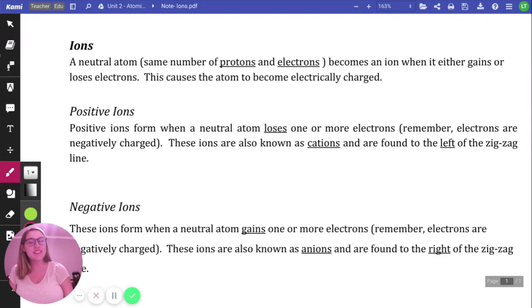It's Miss Trees, and this short video is going to be about ions. For this video, you definitely are going to need a periodic table.